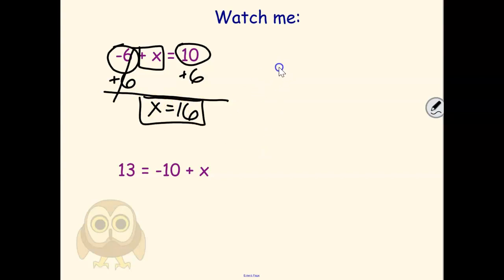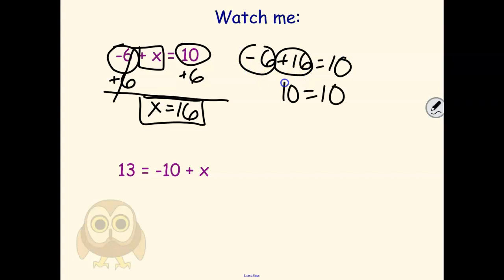My last step is to check. I'm going to take this x, and instead of x, I'm going to write 16. So -6 plus 16 equals... all right, well, I got different signs, so I subtract. Oh, sorry, not equals 16, equals 10. Whoops. I was like, wait a minute, that doesn't work. And then when I do that, I actually see that's 10, and 10 equals 10, so I know I got it right.